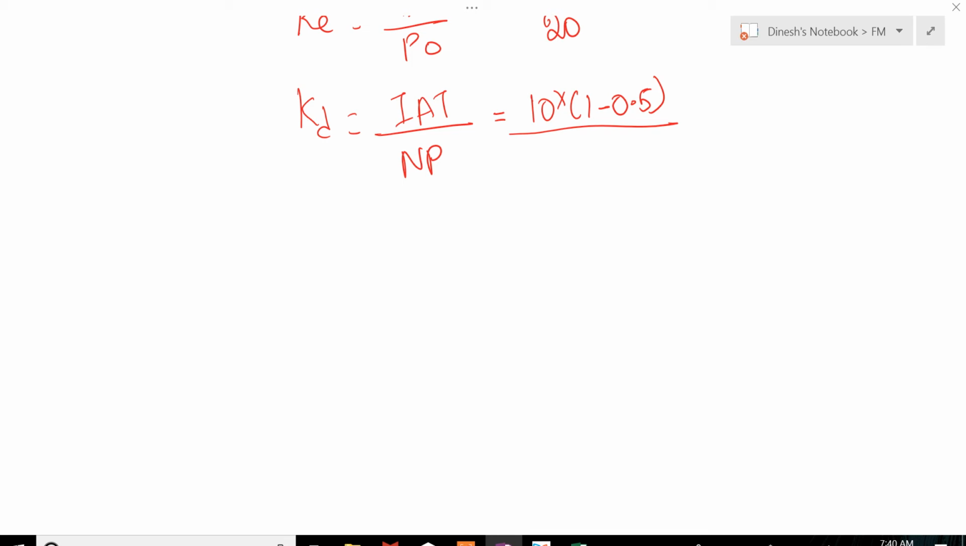Net proceeds: existing issue, so current market price. What is the current market price? 125. Do it and let me know. 10 into 1 minus 0.5 divided by 125. It is 4%.